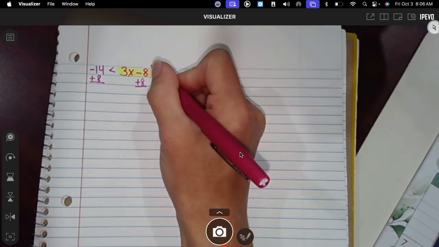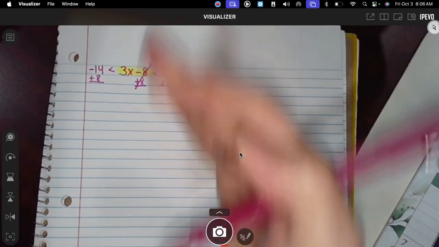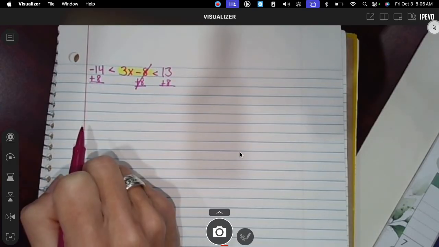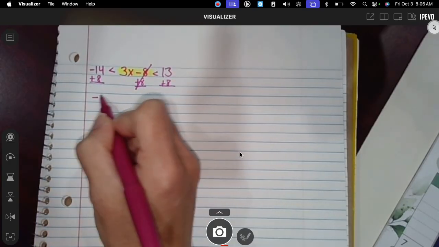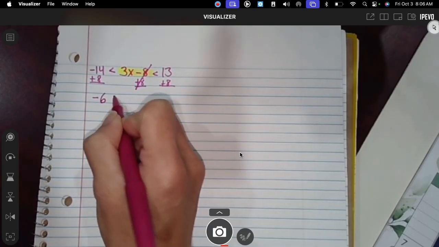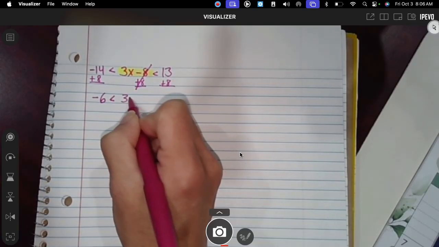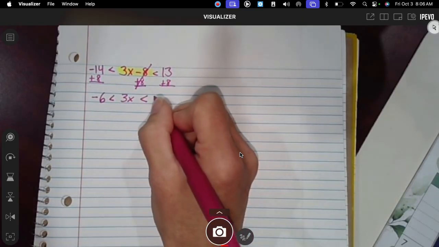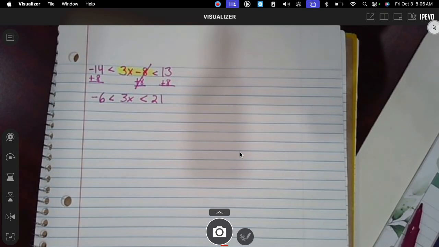So then that cancels out. And let me bring everything down. So negative 14 plus 8, what is that? Negative 6, right? I hope so. Then I have a 3x. And then what is 13 plus 8? 21. Is everybody okay so far?